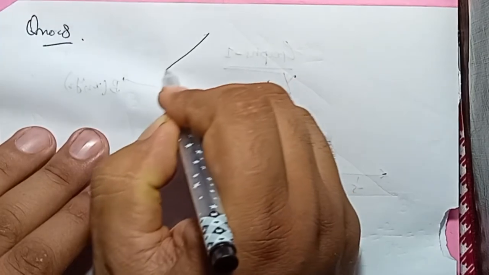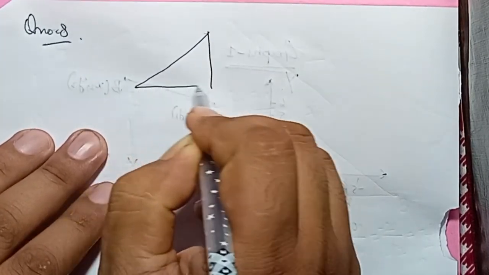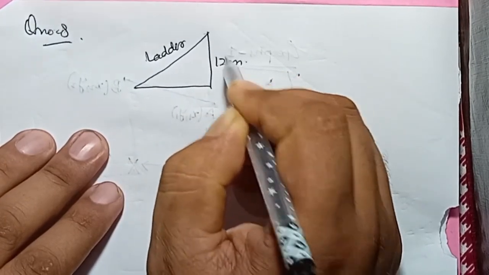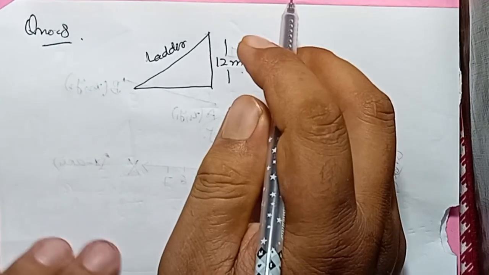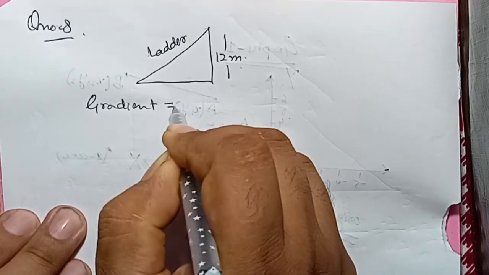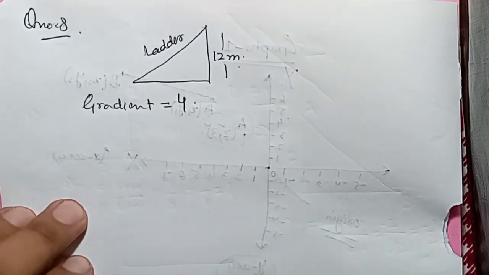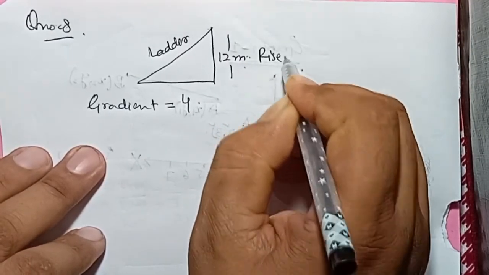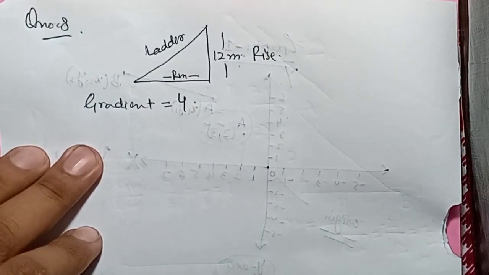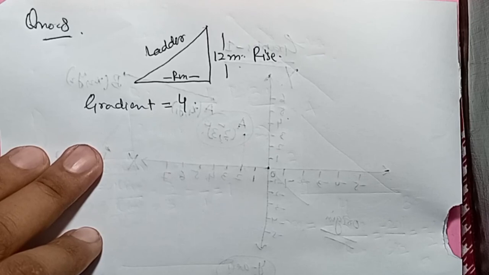Now you can see the question number 8. What is the question number 8? A ladder reaches 12 meter up a vertical wall and has a gradient 4. So it is actually the ladder like this. It is reaching 12. This is ladder. It is reaching 12 meter up and gradient is given, that is 4. So how should I do? This is actually the rise here and this is run. How far is the bottom of the ladder from the wall? Understand the question.